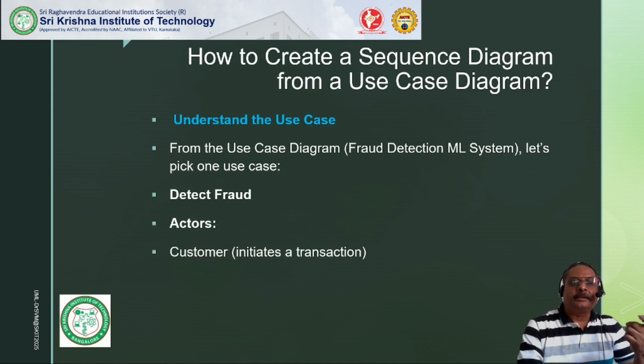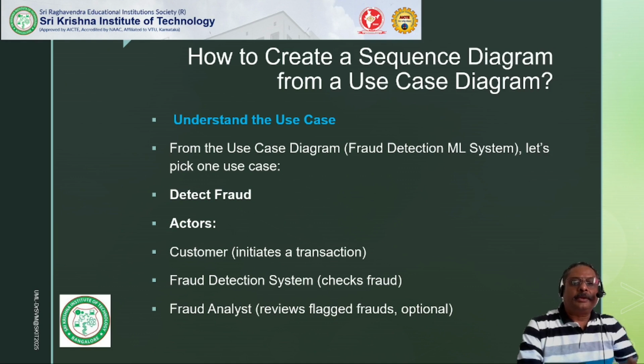Here the actors are the customer who initiates a transaction, then the fraud detection system which checks for fraud, and the fraud analyst who reviews the flagged frauds. So there is a transaction going on, the transaction is initiated by the customer, and then it sends a message to the fraud detection system that a transaction is initiated. Before we take up the transaction, just make sure that there is nothing fraudulent in it, so please check whether this transaction is fraud or not. And if it says there is no fraud, then the transaction is continued.